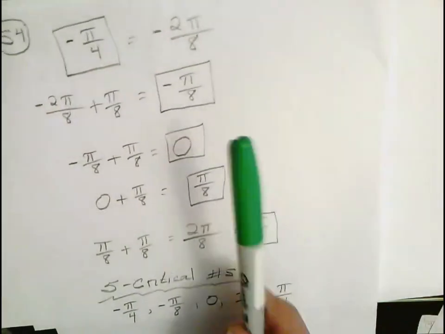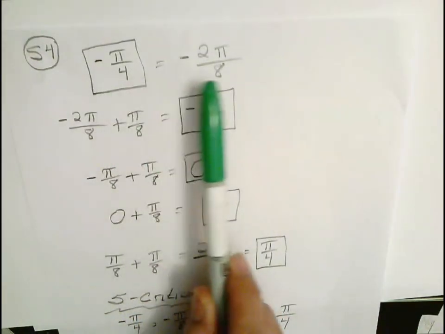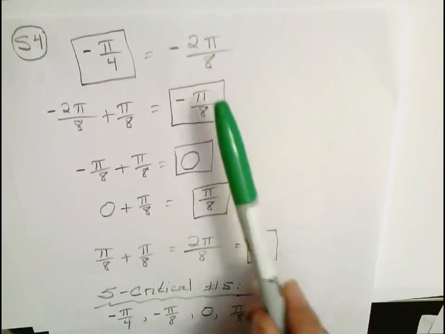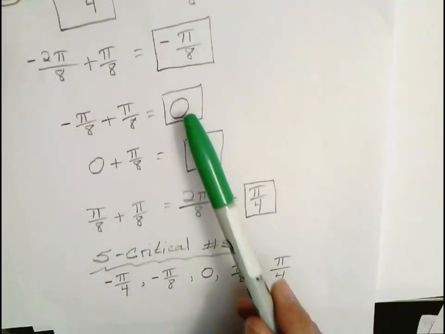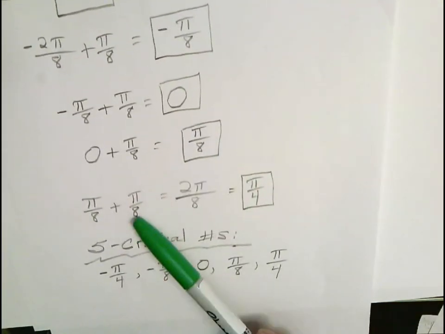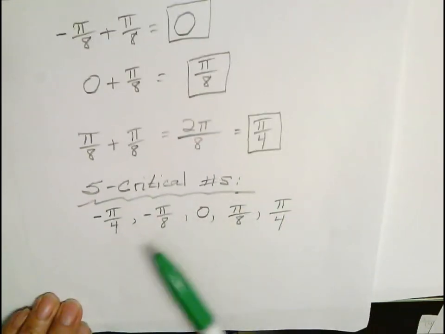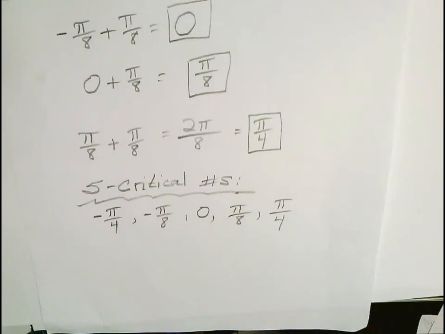And we use that increment to find our 5 critical numbers. I changed the negative pi over 4 to negative 2 pi over 8 because the increment is in eighths. So first critical number, add the increment for the second, add the increment for the third, add the increment for the fourth, add the increment, and we get pi over 4. So here again, we have our 5 critical numbers. And again, remember to stop, rewind, review.